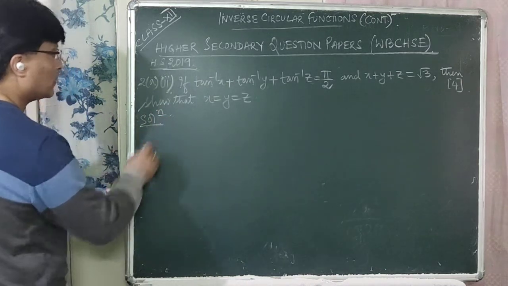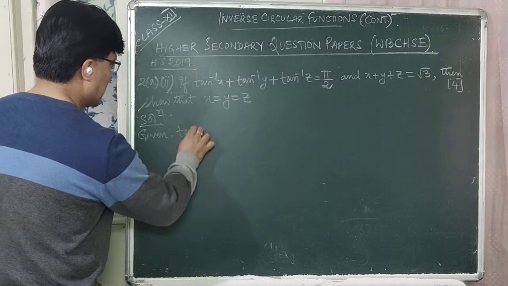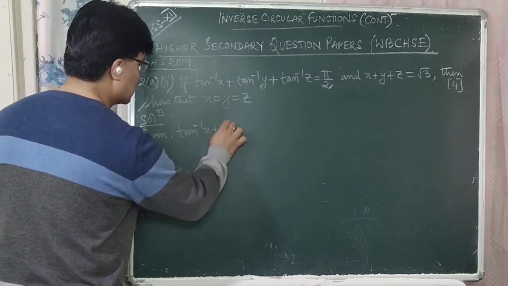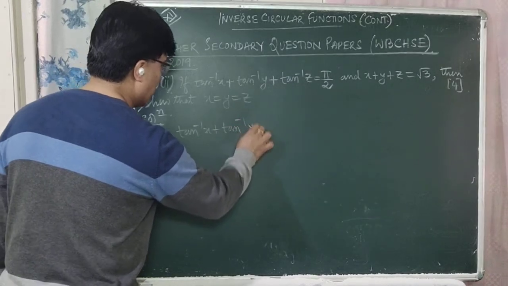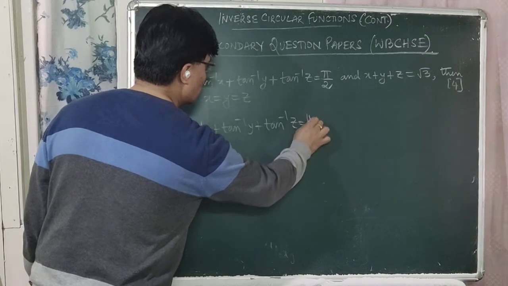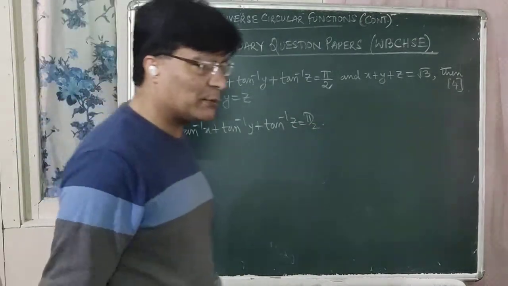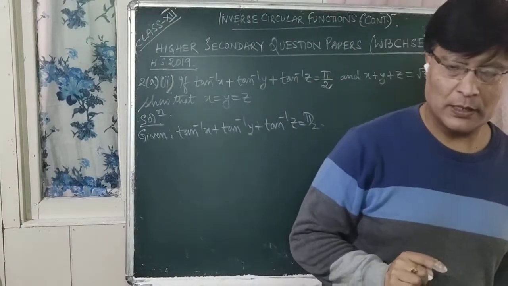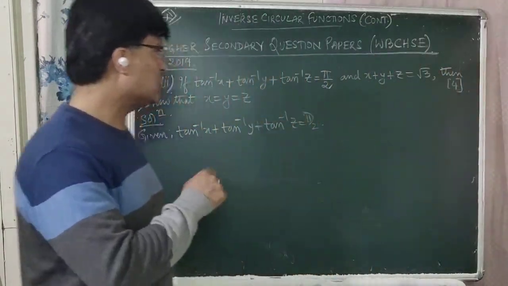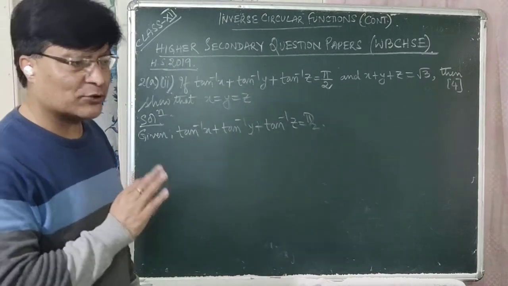Solution. So the first given is tan inverse x plus tan inverse y plus tan inverse z equals what? It is pi by 2, right? So let us eliminate tan inverse from here. So there are 3 terms on the left hand side. You can take one of these 3 terms.